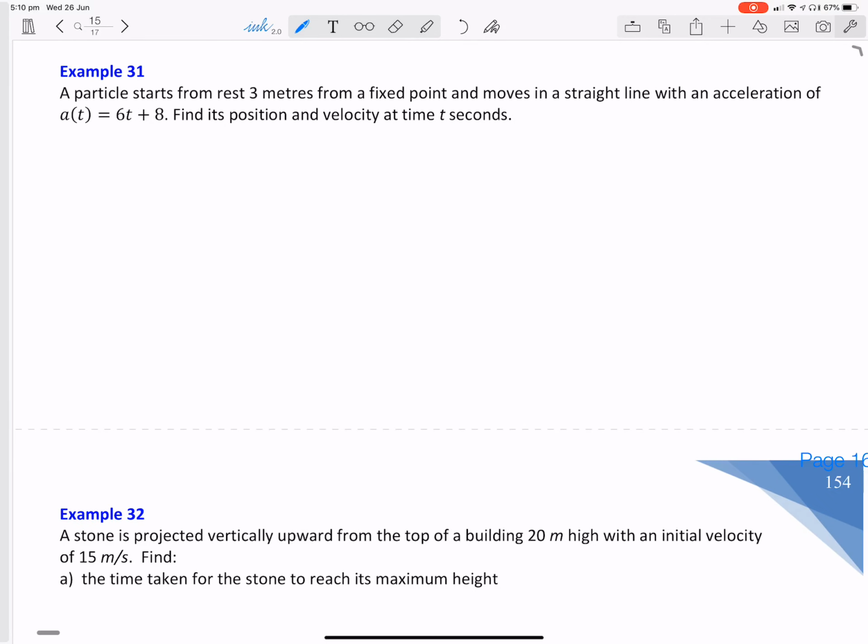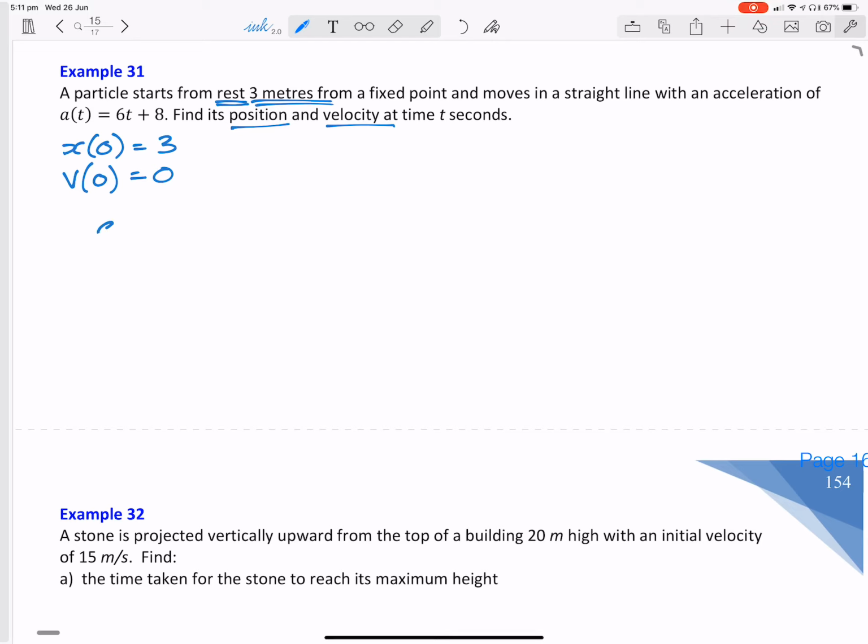Okay, a particle starts from rest 3 meters from a fixed point. So we know x of 0 is equal to 3. That's what I meant before by saying you've got to read the question and state the information so that you don't stuff it up, because it gives you the initial conditions. It starts from rest, so we know that our velocity is 0 when time equals 0. It moves in a straight line with an acceleration of a of t equals 6t plus 8. Find its position and velocity.